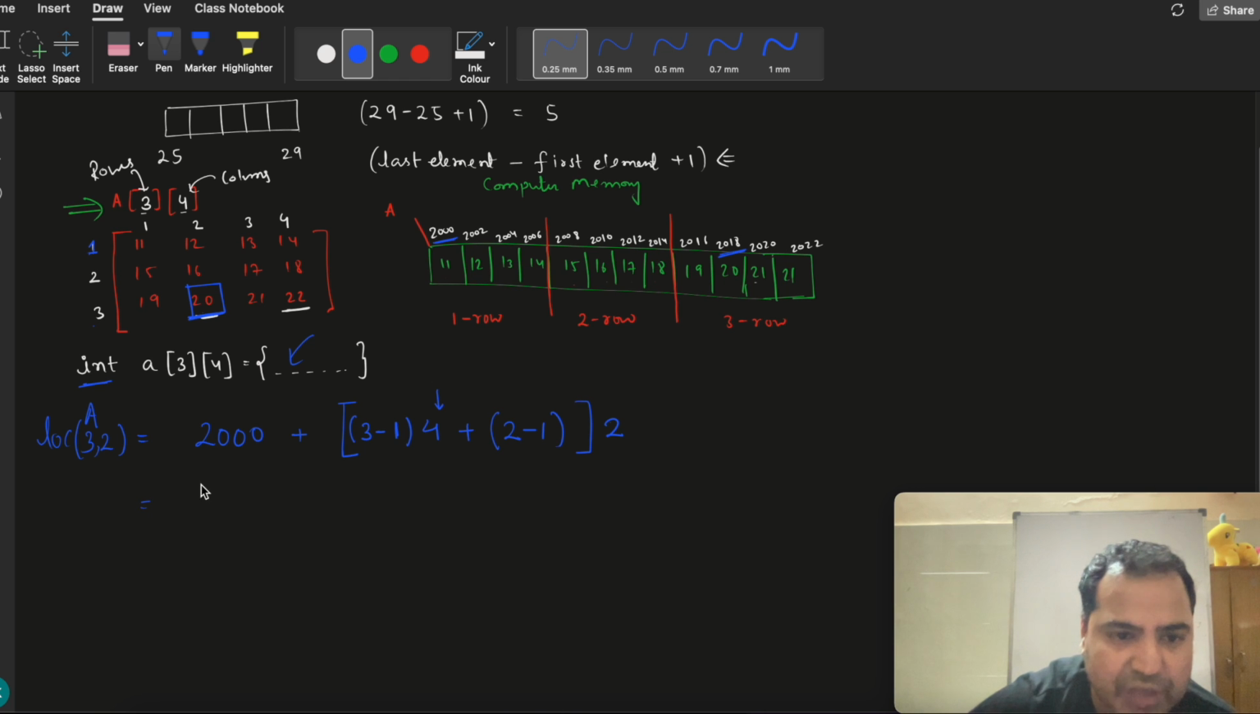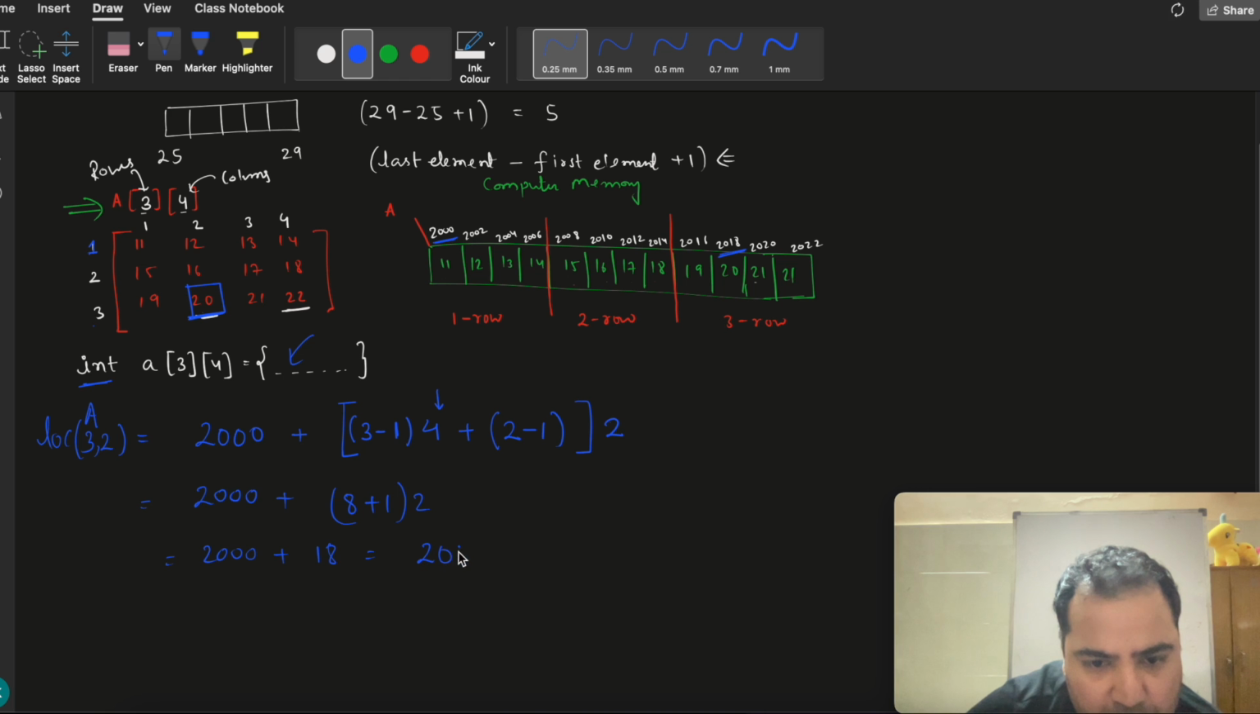So let's calculate how it comes. 2000 plus (3 minus 1 is 2), 2 times 4 is 8, plus 1. This is 1, 9 times 2 is 18. So 2000 plus 18. This is how your computer calculates the address actually.